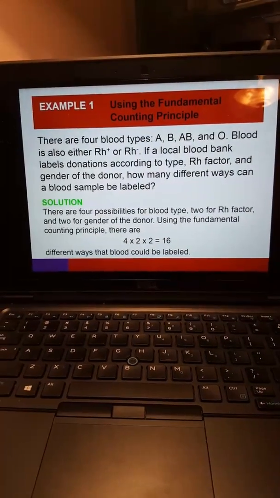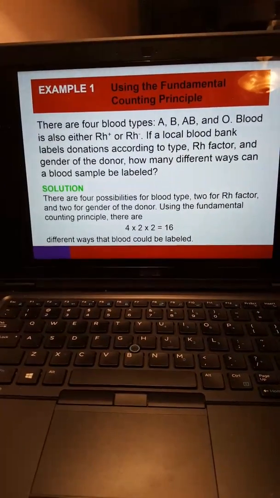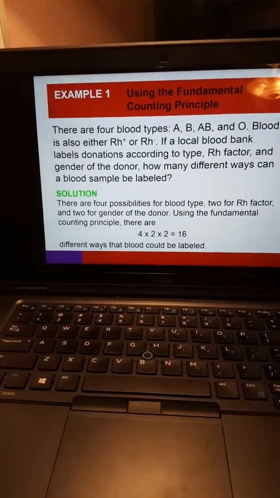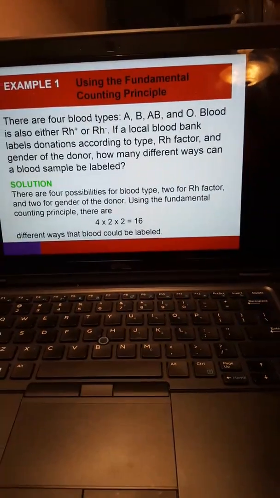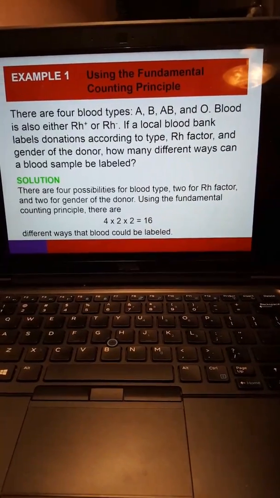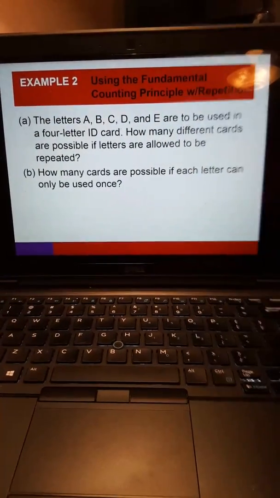But at least if we're doing it like this, we have the opportunity for some people to ask some questions. All right, so I don't necessarily see any questions. So let's go to example 2.